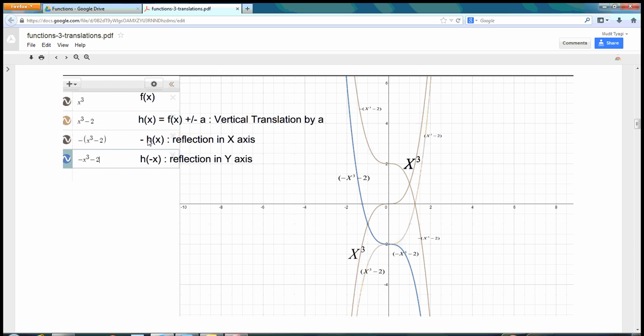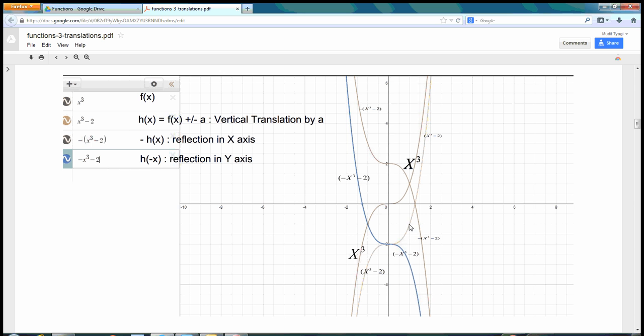Now let's work with h of x. So our h of x is x cubed minus 2. And let's see what happens if we multiply the h of x with a -1. The effect of that is a reflection in the x-axis.